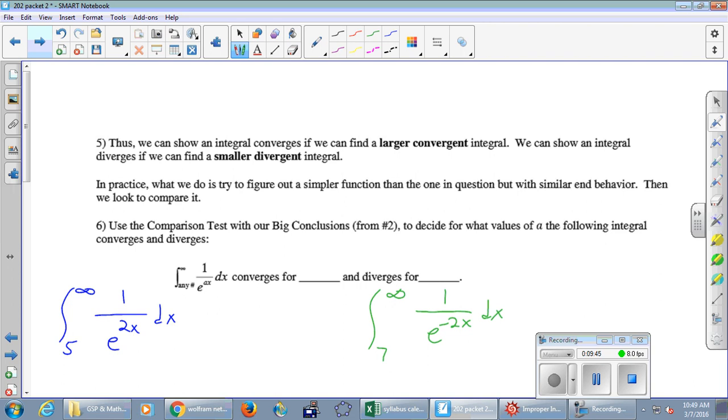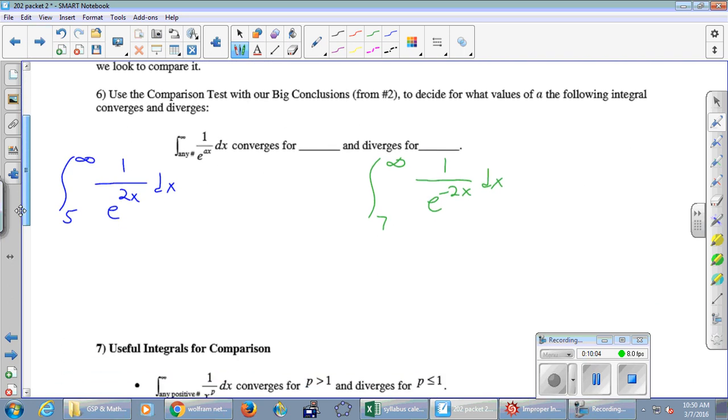So 5 summarizes that. We can show an integral converges if we can find a larger convergent integral, and we can show an integral diverges if we can find a smaller divergent integral. And so in practice, what we'll do is try to figure out a simpler function than the one in question, but that has similar end behavior. And we'll do that today, and then we'll make our comparison.